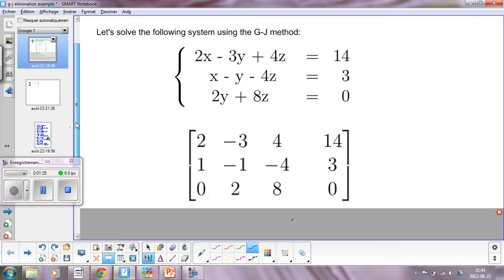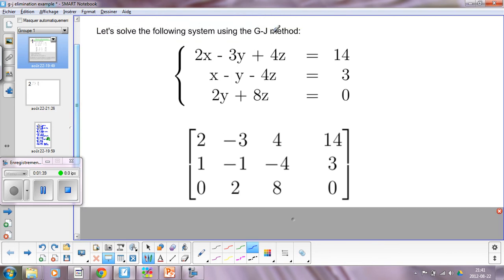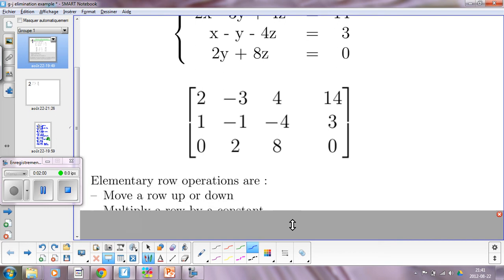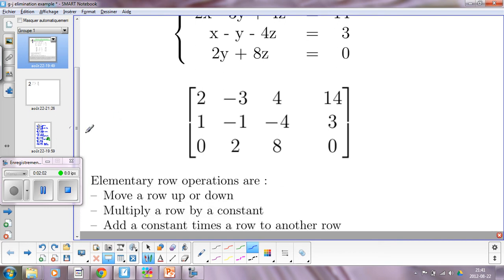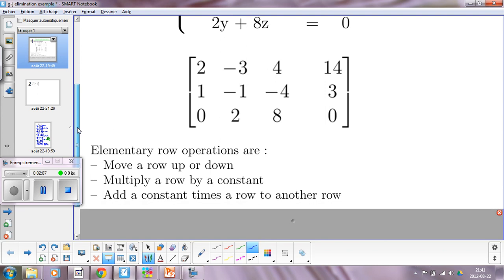So let's remember what we're allowed to do with an augmented matrix, because the Gauss-Jordan method is about transforming this augmented matrix into a form that makes it easier to see, for example, what z is worth. So we'll have to transform this matrix using the operations which we're allowed to use. These operations, what are they? Again, you should already know about this, but let's just remind ourselves what we're allowed to do.